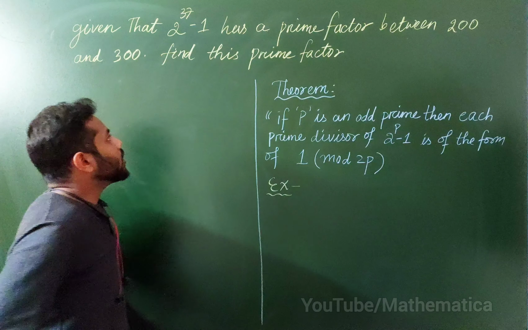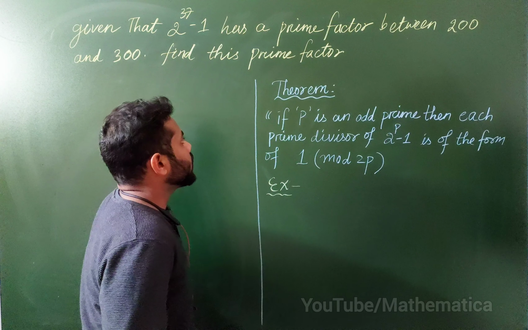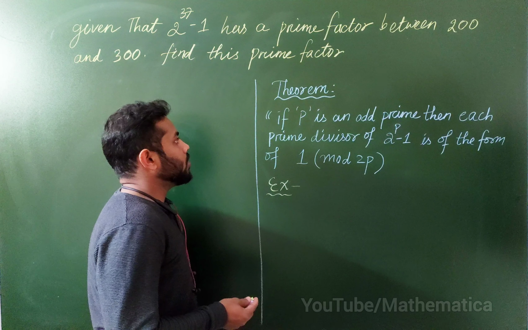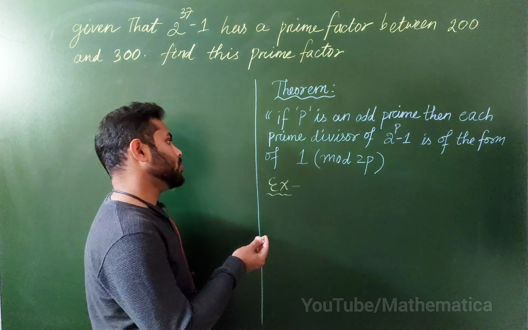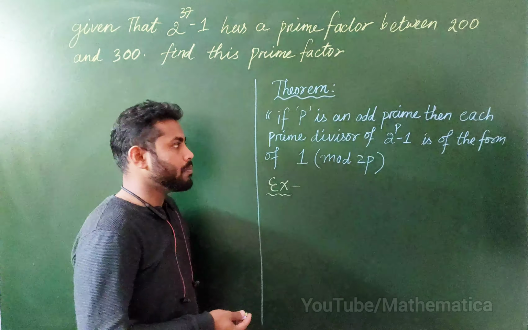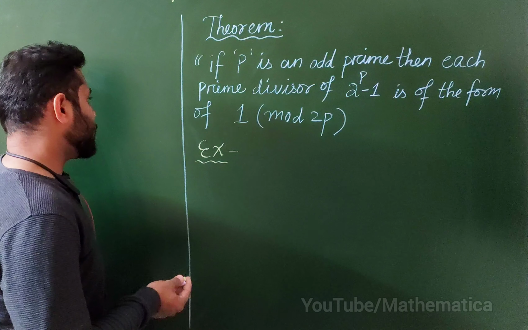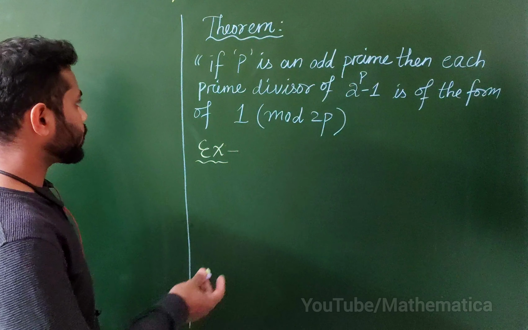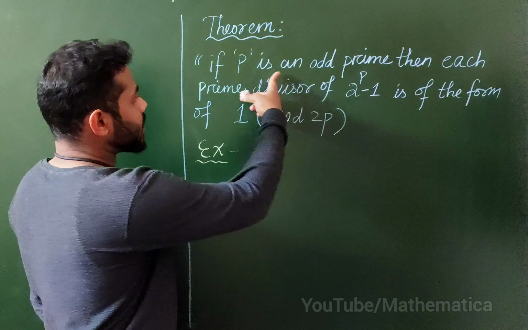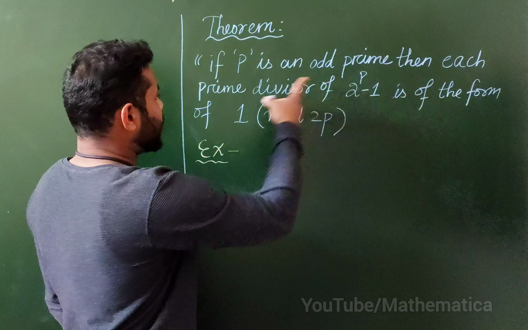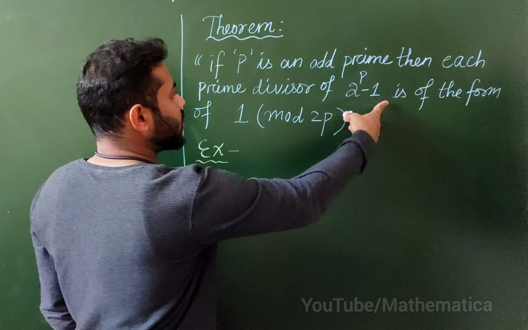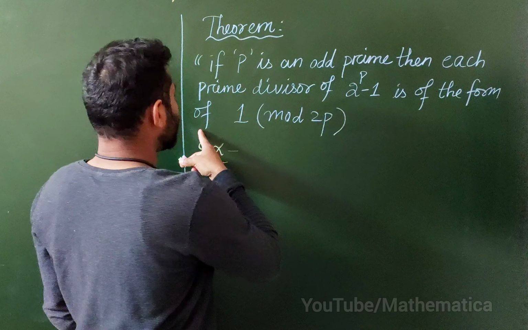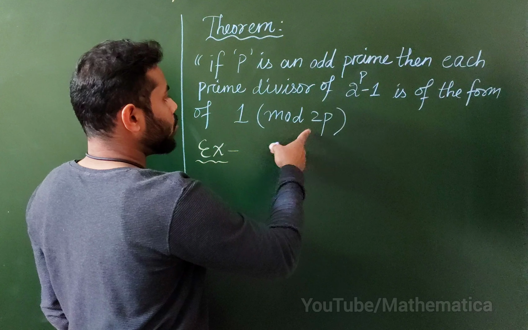Before we start to solve this problem, there is one very helpful theorem which we are going to use here. This theorem says something like this: if p is an odd prime number, then each prime divisor of 2 to the power p minus 1 is of the form 1 mod 2p.